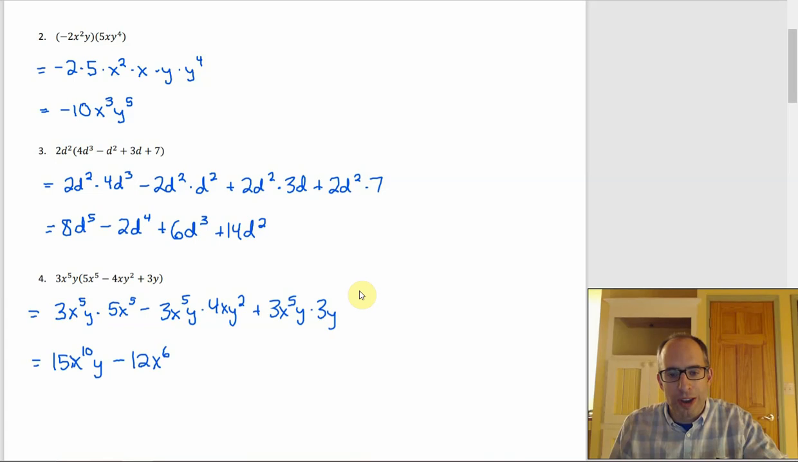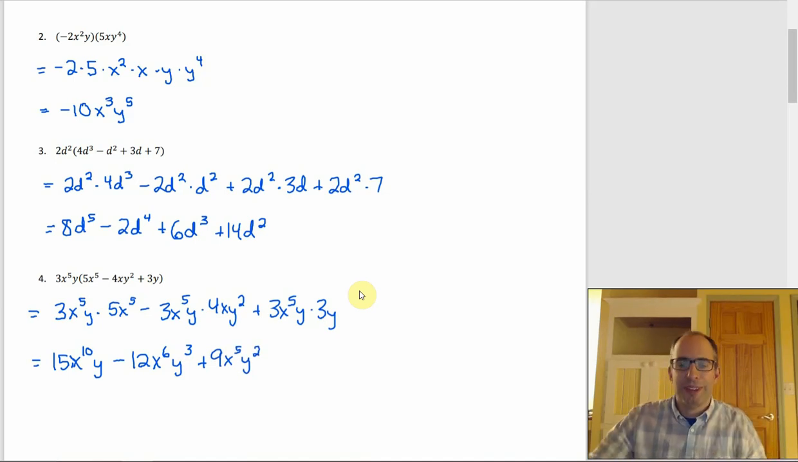Then y and y squared. So 1 plus 2 is 3. So that term ends up being minus 12x to the 6th y cubed. And then the last one, 3 times 3 is 9, so plus 9x to the 5th, and then y squared, because we've got a y to the first and a y to the first, right? So it looks like that's what we're going to get there.